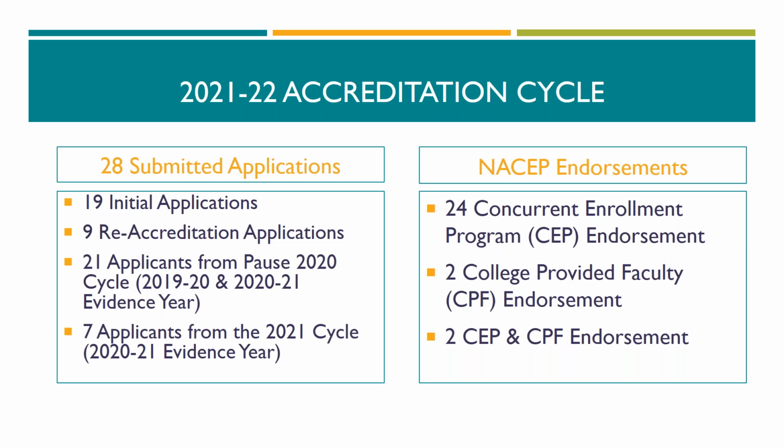21 of these applicants are from the pause cycle, so keep that in mind as peer reviewers, that they were allowed to upload evidence from the 1920 and the 2021 academic years. So they will be providing evidence from both of those years, and they should be identifying for you what academic year this piece of evidence is coming from, and of course across the disciplines there needs to be consistency with evidence within those years. And then we have 7 applicants that came through the 21 cycle, and so those will be uploading evidence only from the 2021 academic year.